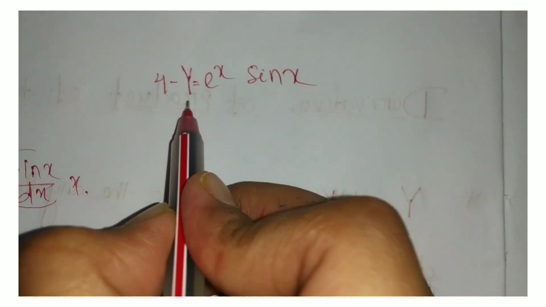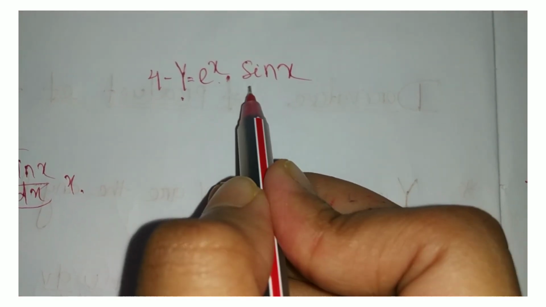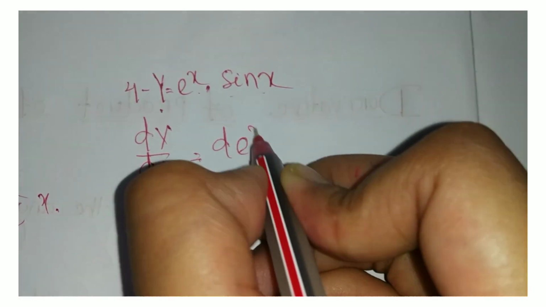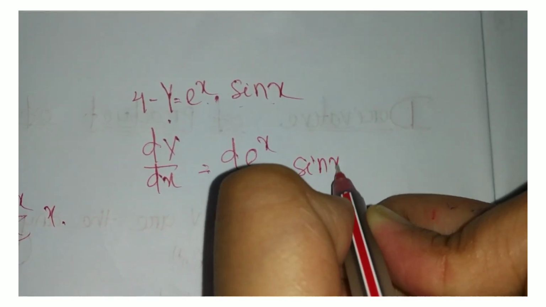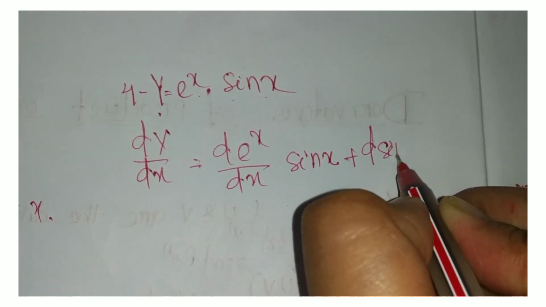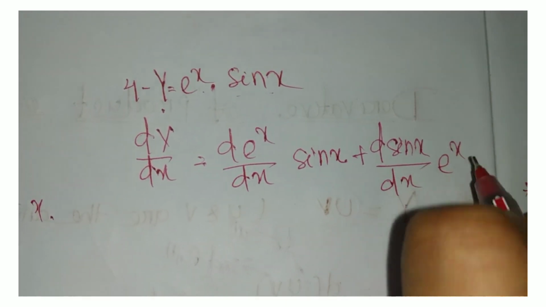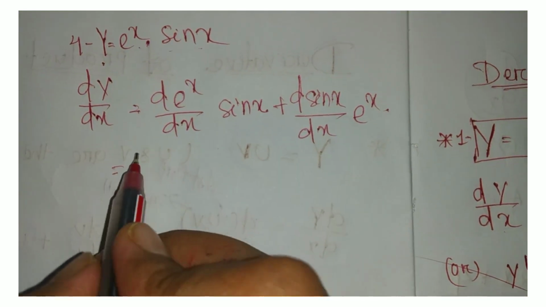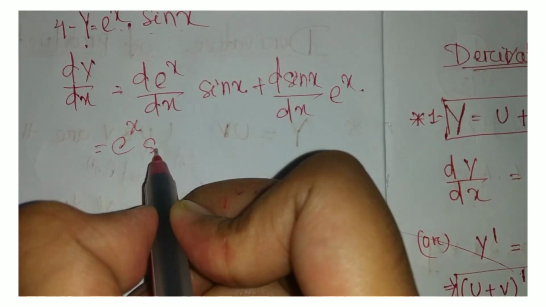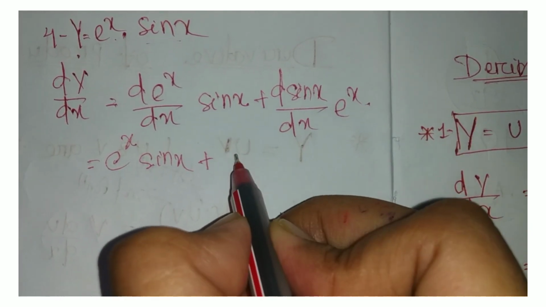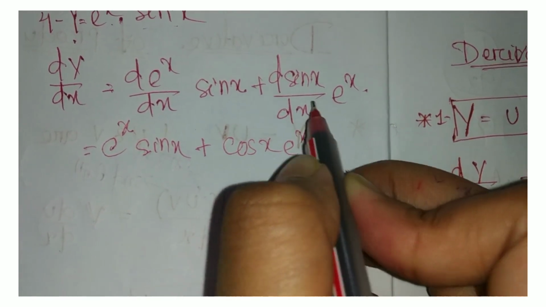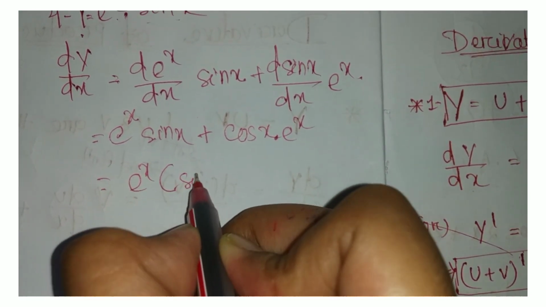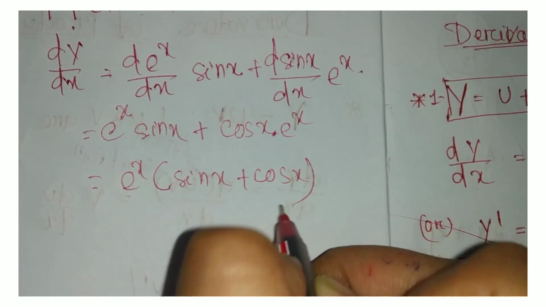Question number 4. y is equal to e to the power x into sin x, and dy by dx is equal to the derivative of e to the power x into sin x plus the derivative of sin x into e to the power x. The derivative of e to the power x is e to the power x, into sin x, plus the derivative of sin x, which is cos x, into e to the power x. Here e to the power x is common: e to the power x times sin x plus cos x.